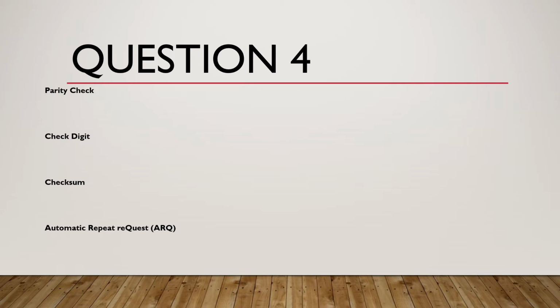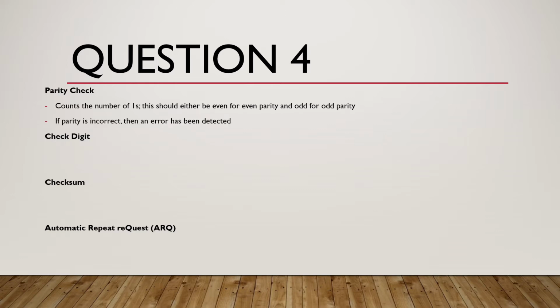Question number four, you had to describe the different error detection methods. The first error detection method is the parity check. What happens in it? So we are going to count the number of ones. This should either be even for even parity and odd for odd parity. If parity is incorrect, then an error has been detected.